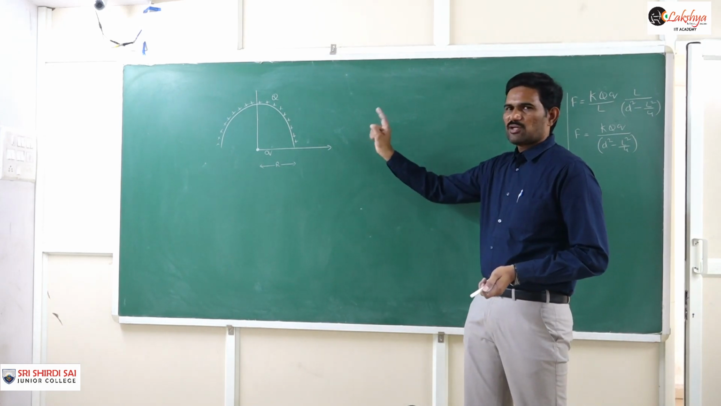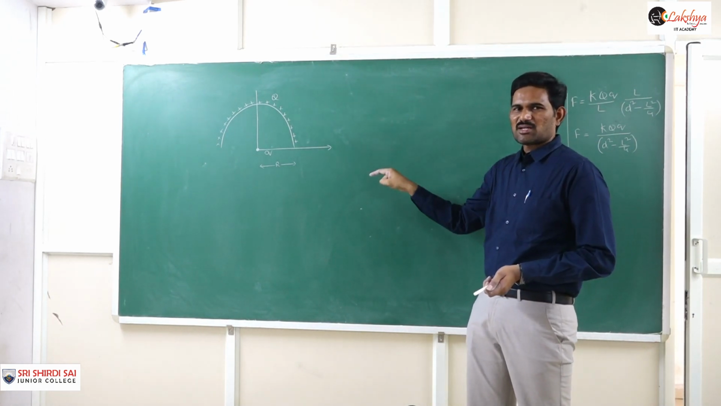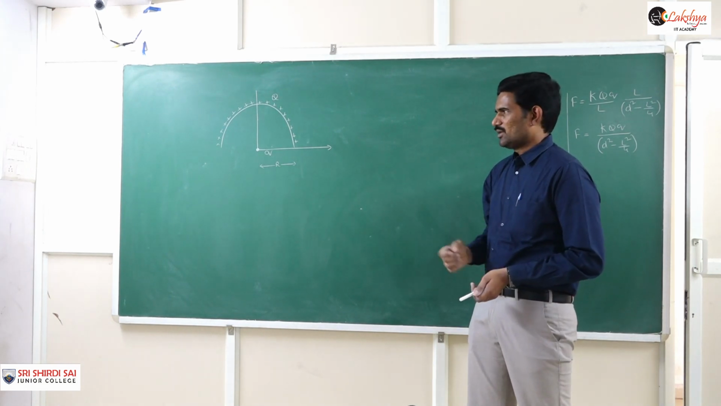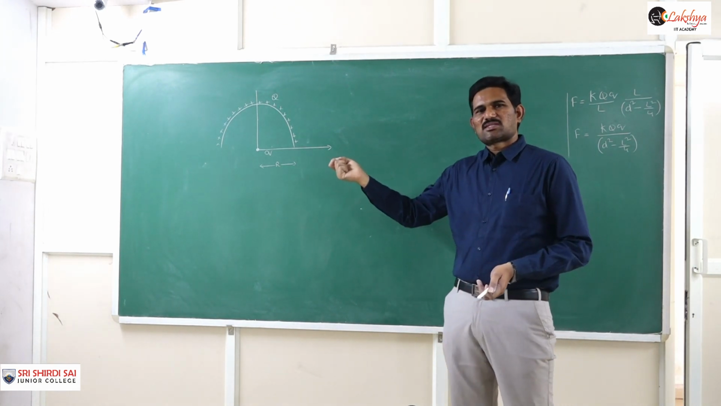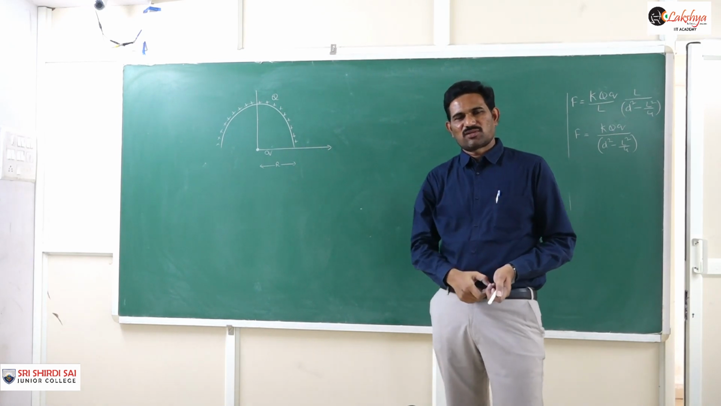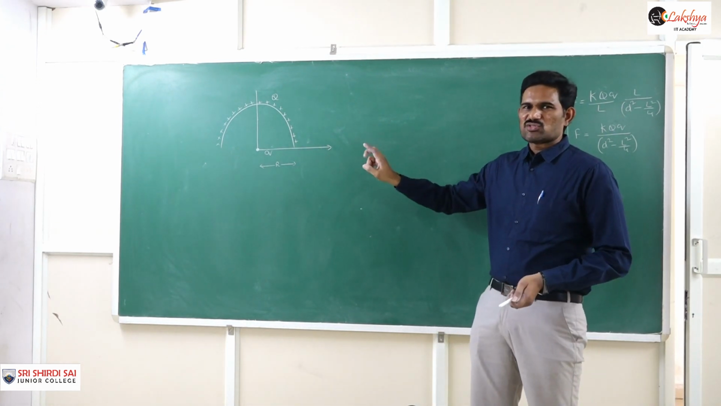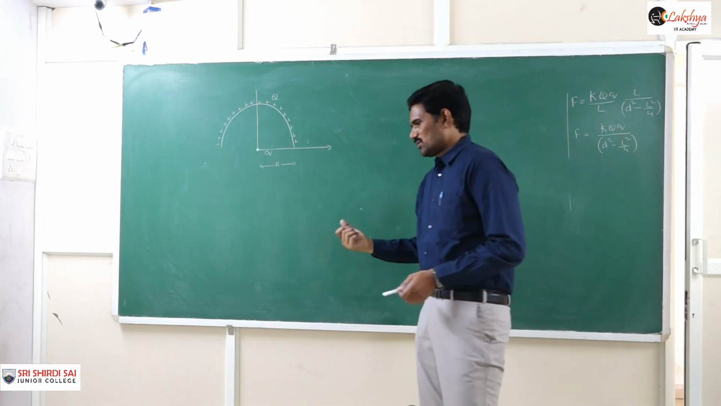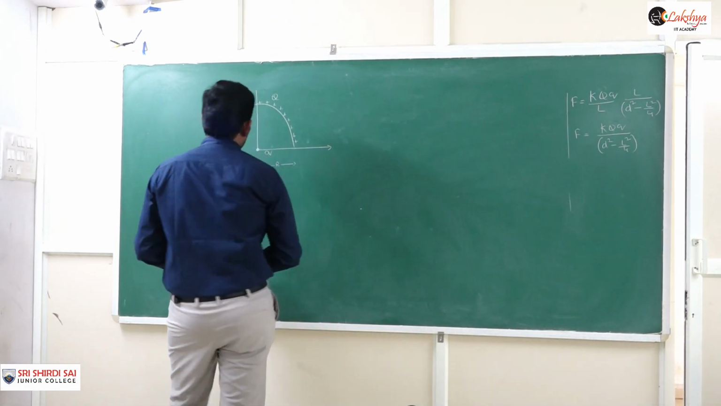A charge capital Q is distributed on a semicircular ring of radius R uniformly. A point charge q is placed at the center of the ring as shown in the figure. Now find the force of interaction between the ring and the point charge. So that is the question. Now let us see how to solve this problem.